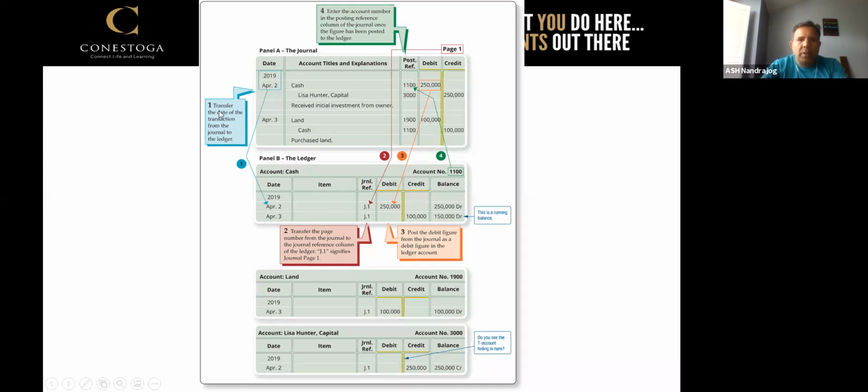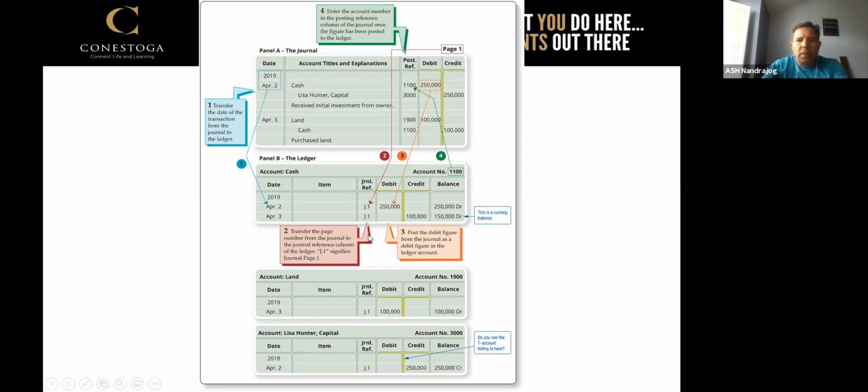So the first step is to transfer the date of the transaction from the journal to the ledger. So we go to the ledger, we find the cash ledger, and then we post the date, April 2nd. That's the first step. Second step is transfer the page number from the journal to the journal reference column on the ledger. So here J1 is page number 1 from the journal. That's what J1 signifies, journal page 1.